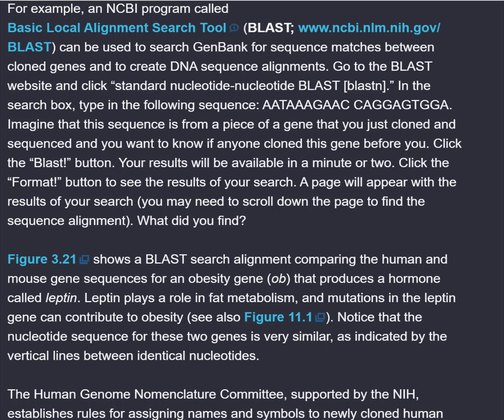Click the Format button to see the results of your search. A page will appear with the results of your search. You may need to scroll down the page to find the sequence alignment. What did you find?